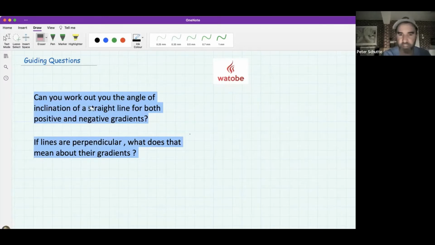What do you know about working out the angle of inclination of a line? Just put it in the chat. What do you know about lines that are perpendicular? I'd love to see in the chat what you guys know already. Perpendicular are not the same gradient. Yep, that's correct. And then what else? Does anybody know anything else about perpendicular? And also, are there any formulas that we need to remember for angle of inclination that might be helpful?